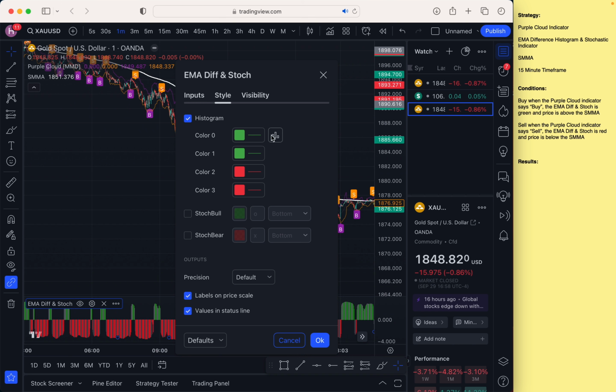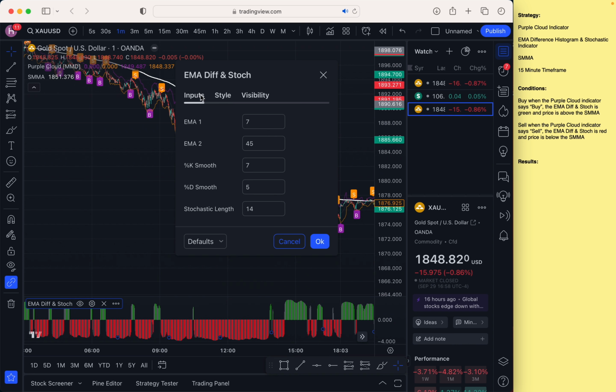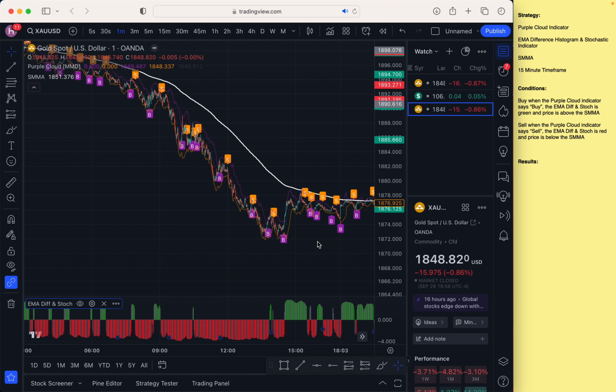And in terms of the EMA, you'll notice that when you first input the EMA to your TradingView, these green colors will be slightly different and the red colors will be slightly different. I like to make them the same color so it's just easier, and I uncheck these as well. We don't need them. In terms of inputs, this is what you're gonna have. EMA 1 is 7, EMA 2 is 45, K smooth is 7, D smooth is 5, and the stochastic length is 14. And that's it.